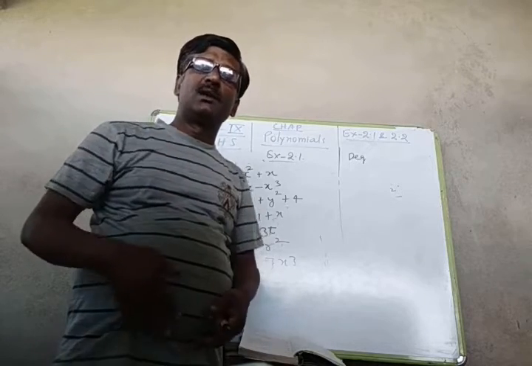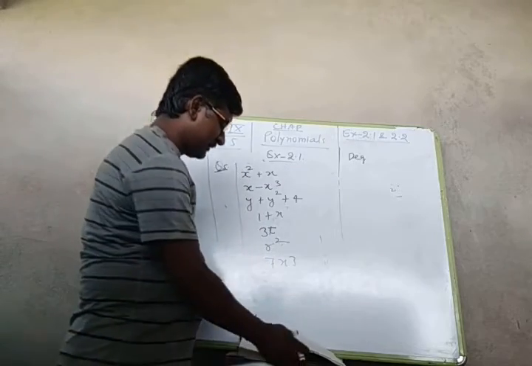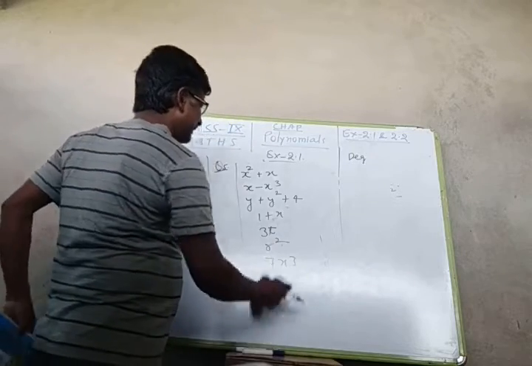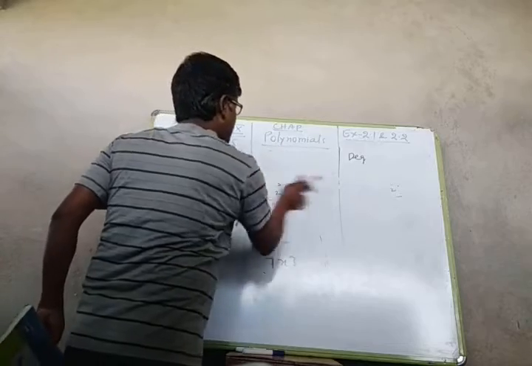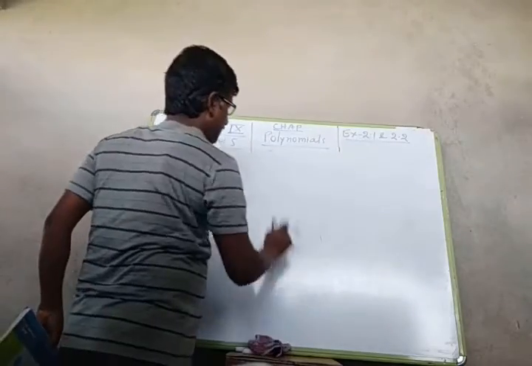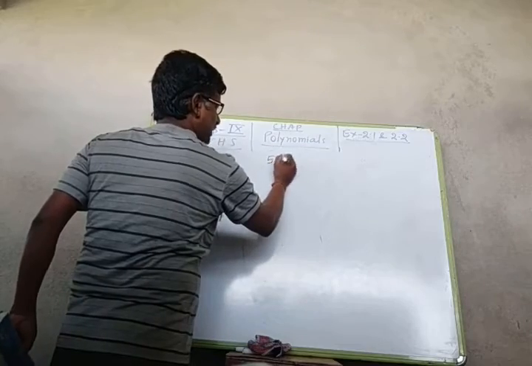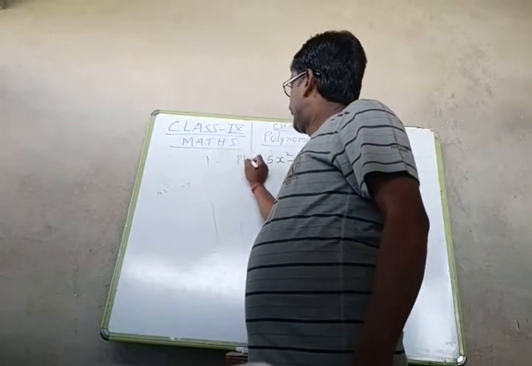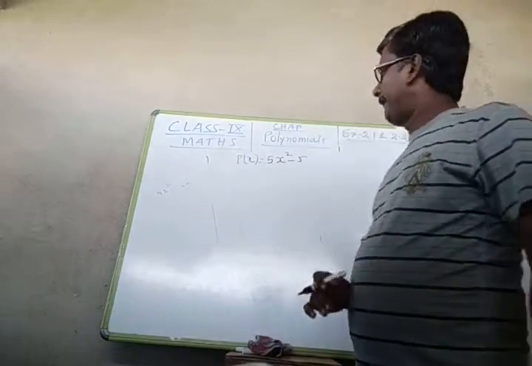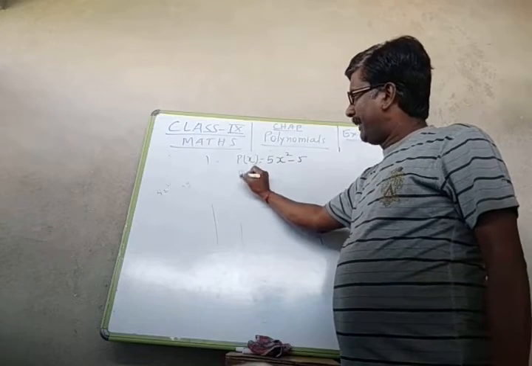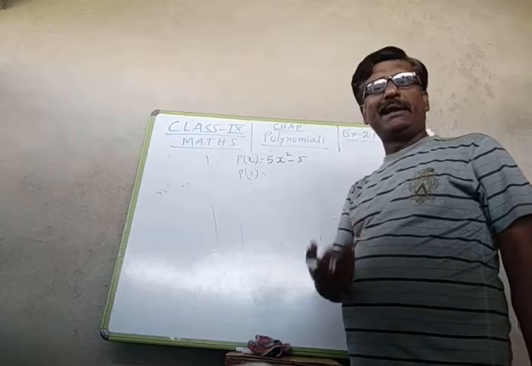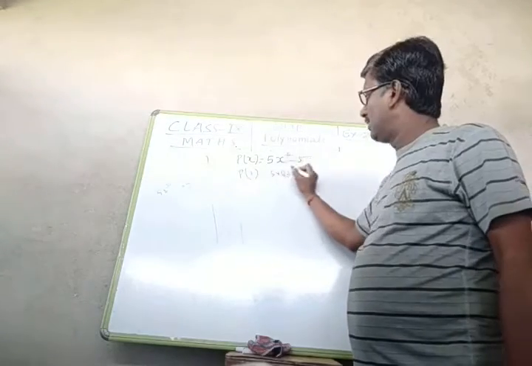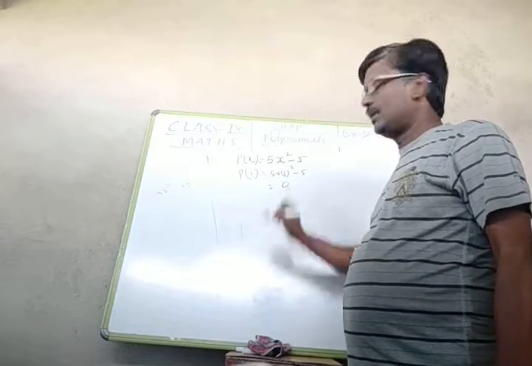Okay. Now, let's move to exercise 2.2, and exercise 2.2 is based on zeros. So first, in this exercise, you try to understand what the zeros of a polynomial are. See, if someone writes 5x square minus 5, okay, and this is considered as p(x), where p(x) stands for polynomial. And if in place of x, we take 1, then after solving, putting the value of x as 1, the result will be 0.